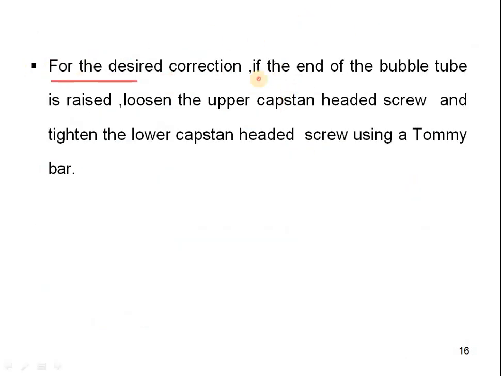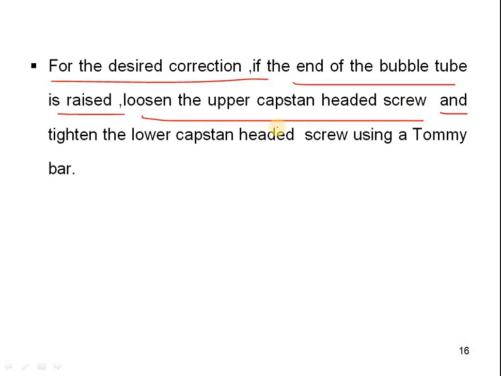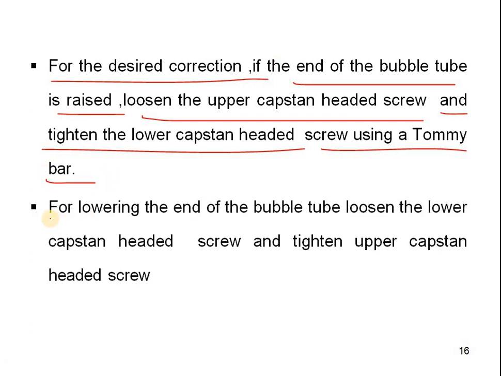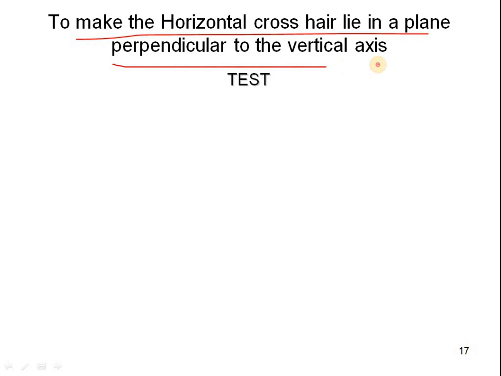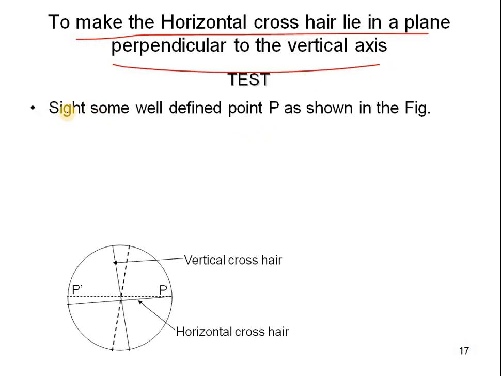For the desired correction, if the end of the bubble tube is to be raised, loosen the upper capstan headed screw and tighten the lower capstan headed screw using a Tommy bar. For lowering the end of the bubble tube, loosen the lower capstan headed screw and tighten the upper capstan headed screw. To make the horizontal crosshair lie in a plane perpendicular to the vertical axis, a test is there.